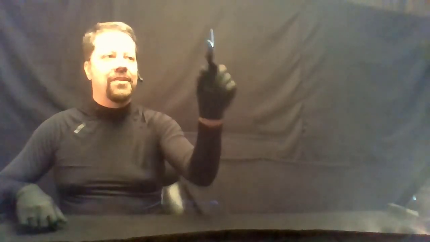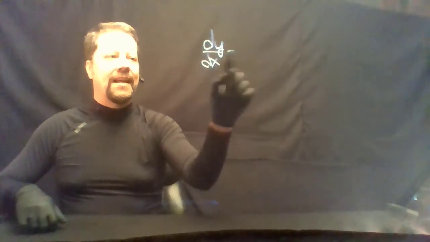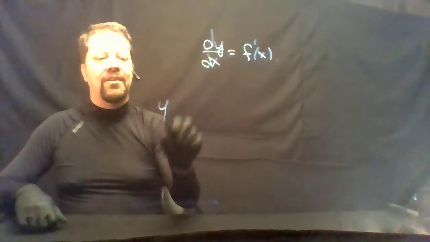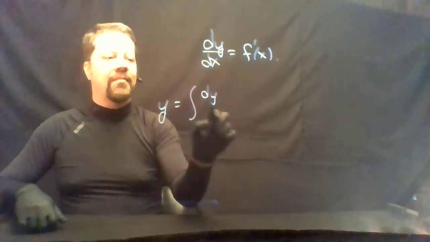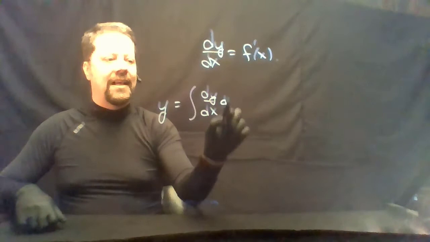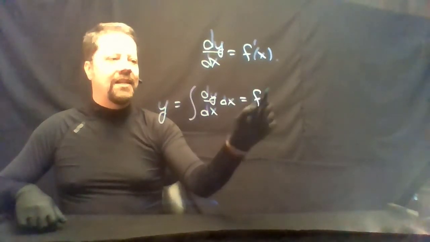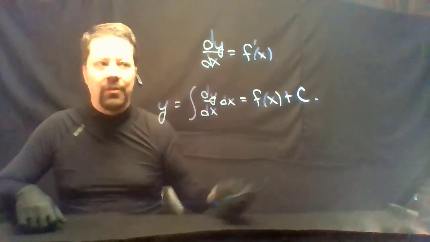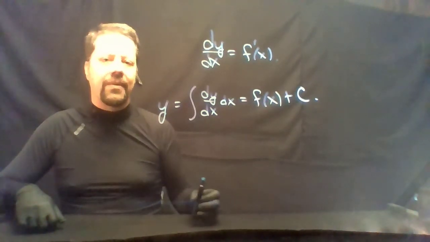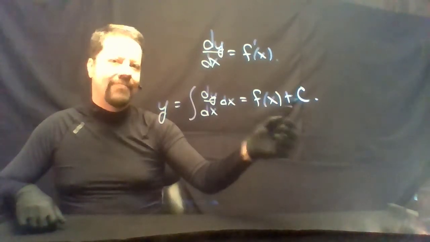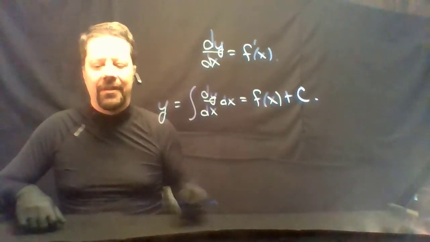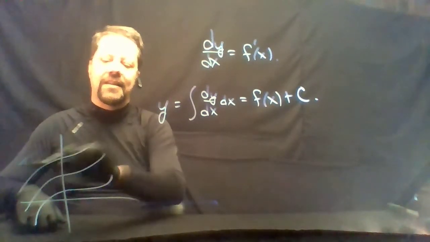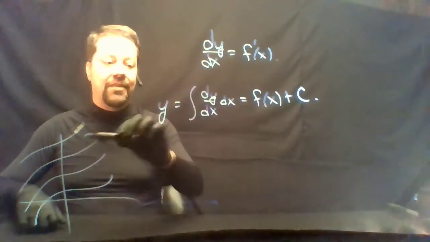If we have a differential equation, dy/dx is some f prime of x, then y should be the integral of dy/dx dx. Well, that's going to end up being f of x plus c. There's a constant of integration, which means solutions to this kind of differential equation are curves, but there's a one-parameter family of curves. You end up with curves that differ by some vertical translation, some increasing of the value of y.